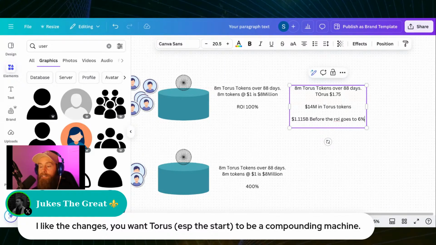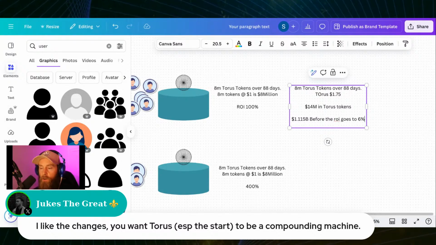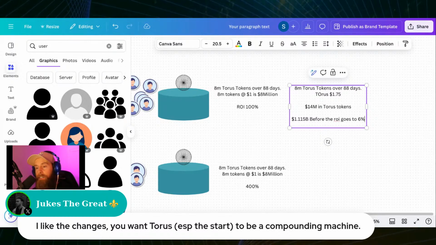This is talking about today. If TORUS were to launch at $1.75, this is how much it could handle before the ROI gets squished down this much. Now imagine if TORUS is like $10, because Titan-X is ripping. It's done a 10x, so TORUS is $17.50. That means you could basically take this number and amplify it by 10x to show how much it could handle before the ROI goes to 6%.